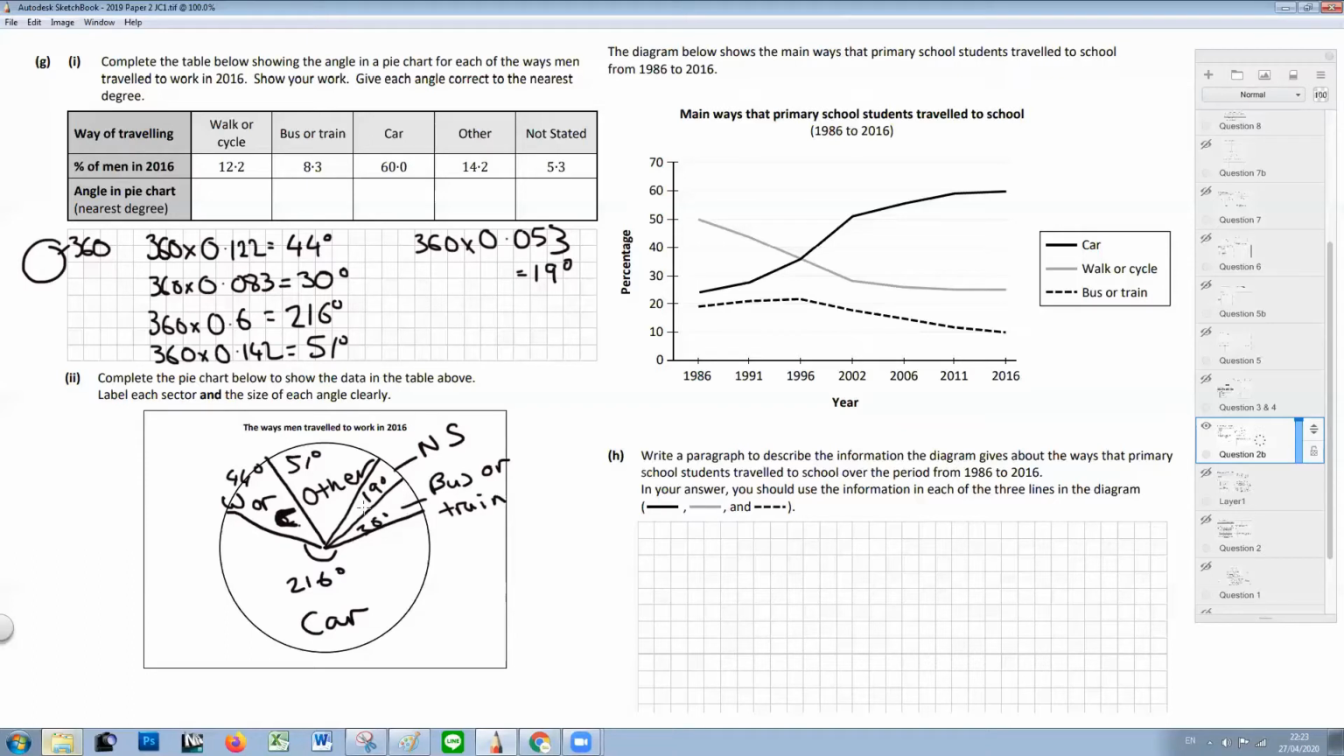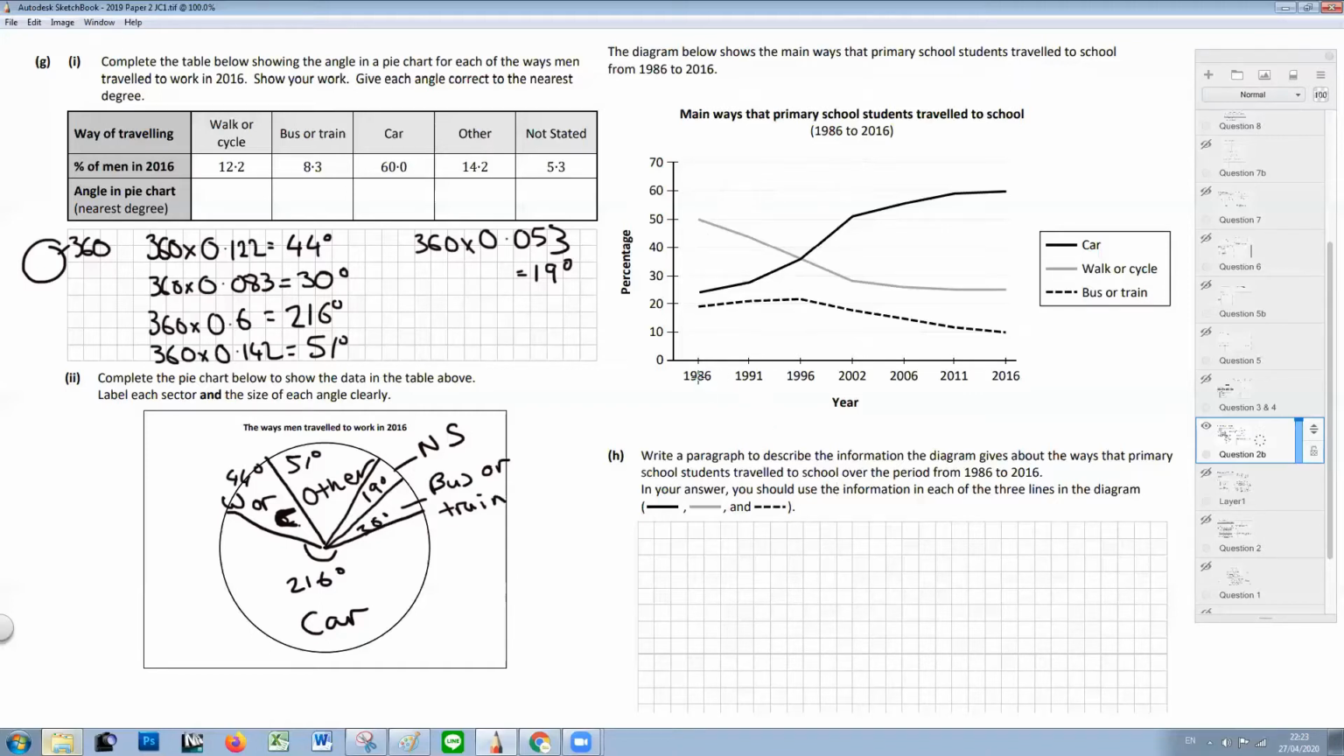And that's basically it. Again, if you're doing this in an exam, I would advise doing it with a protractor. It's going to be more accurate. It's going to look a lot better, but that's how you do it. The diagram below shows the main ways that primary students travel to school from 1986 to 2016. So it's over a 30-year period, and we're looking at the ways that primary school students travel to school.